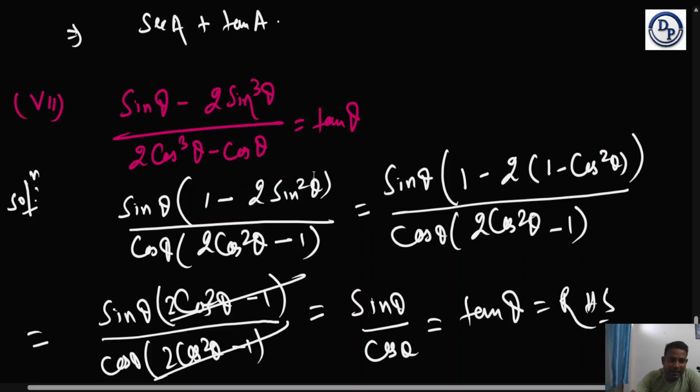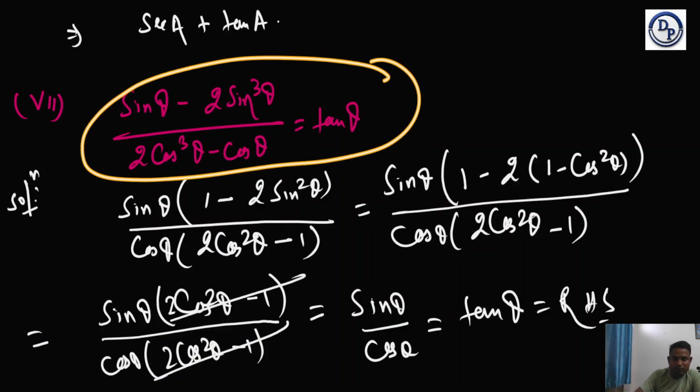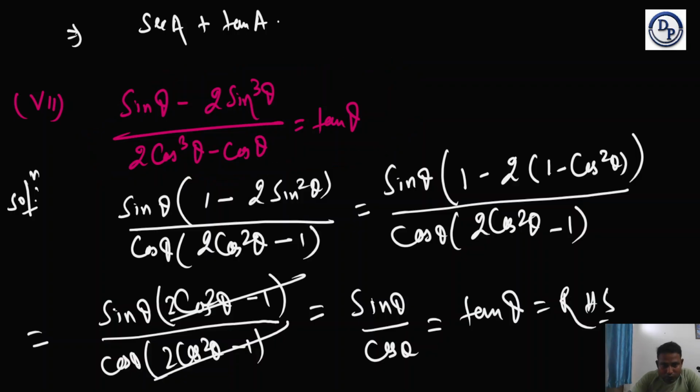So now here we have sin theta minus 2 sin cube theta divided by 2 cos cube theta minus cos theta equals tan theta. That is what we have to prove. Question number 7. Please see question number 7 in your book as well. So now what we do? We can utilize any direct identity that we have learned.